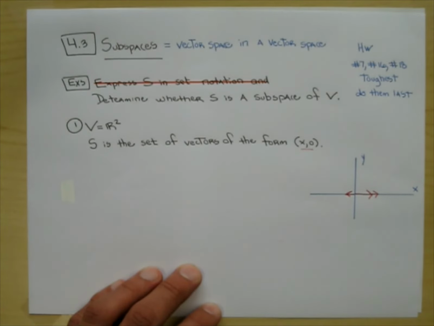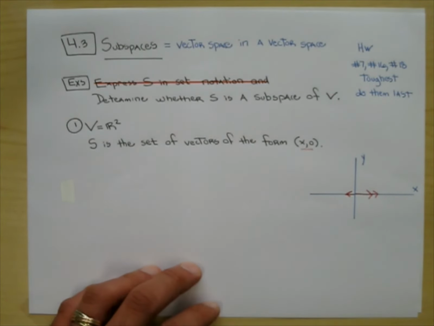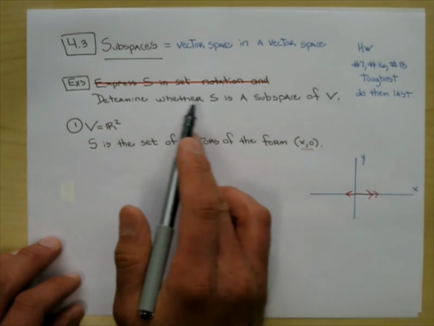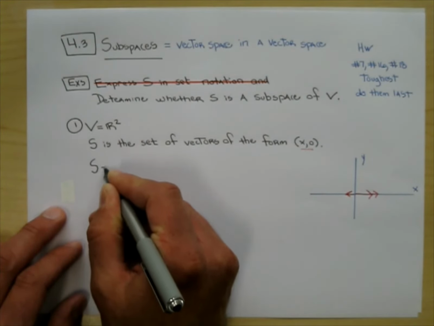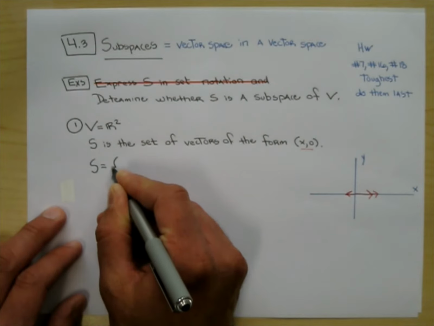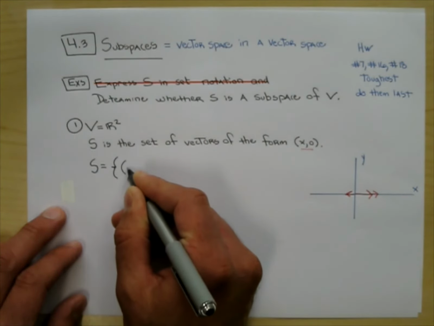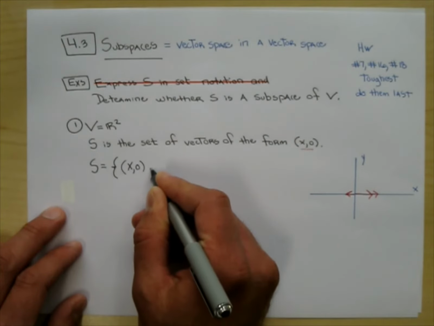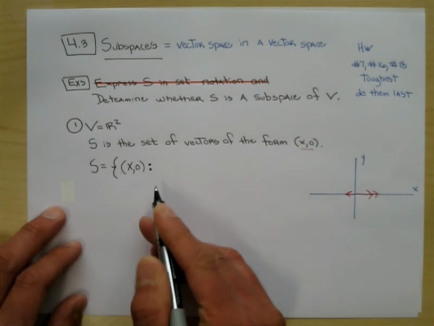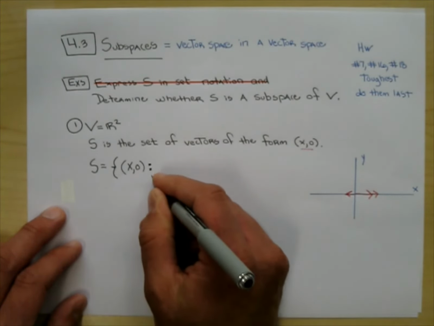Now, even though I crossed this part out, it's worth noting that if you see something like this in the book, here's the set notation for it. S is the set of all vectors that look like this: (x, 0). Now your book's going to use a colon for "such that."